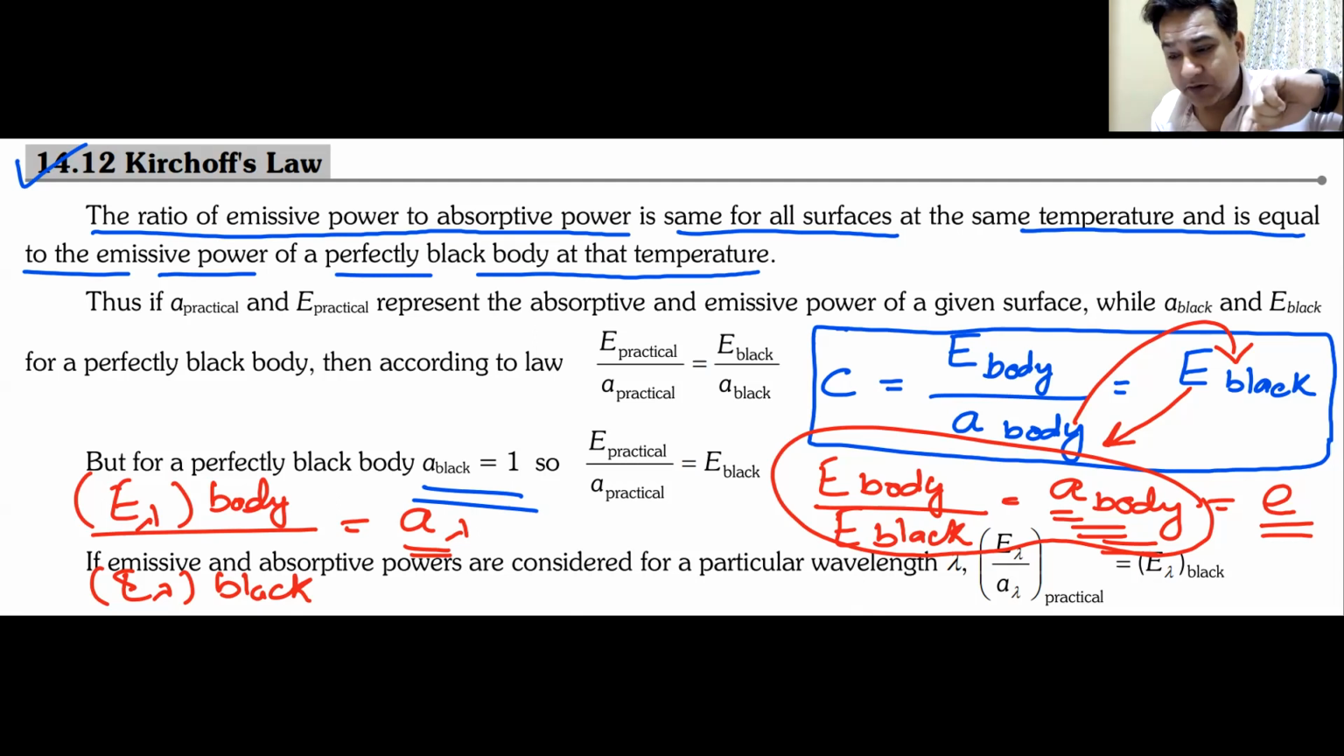Ratio of spectral emissive power of the body divided by spectral emissive power of the black body will give us the spectral absorptive power.